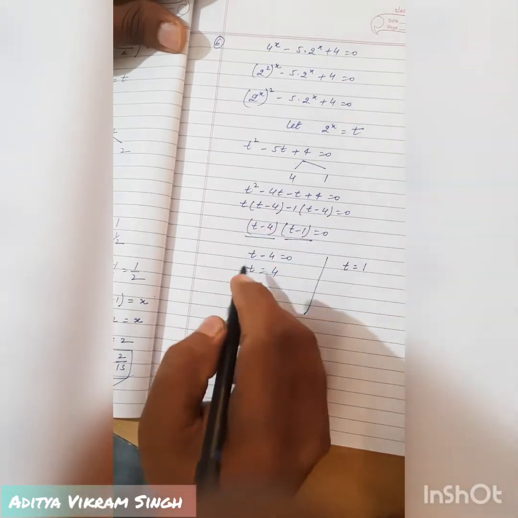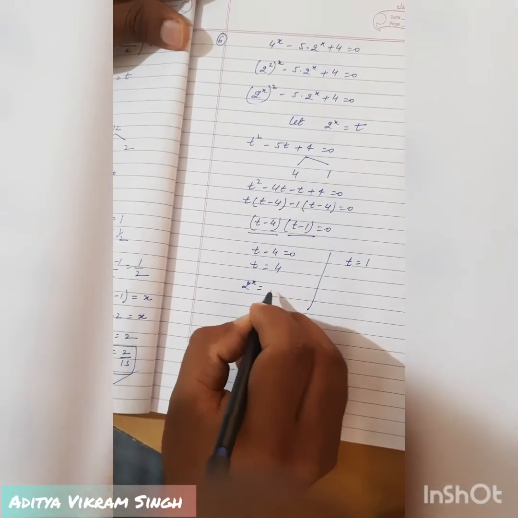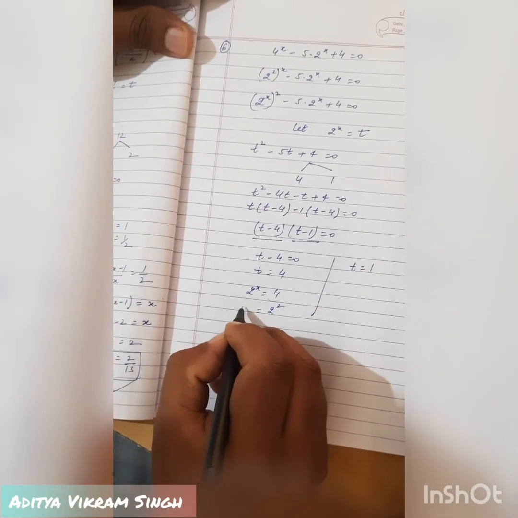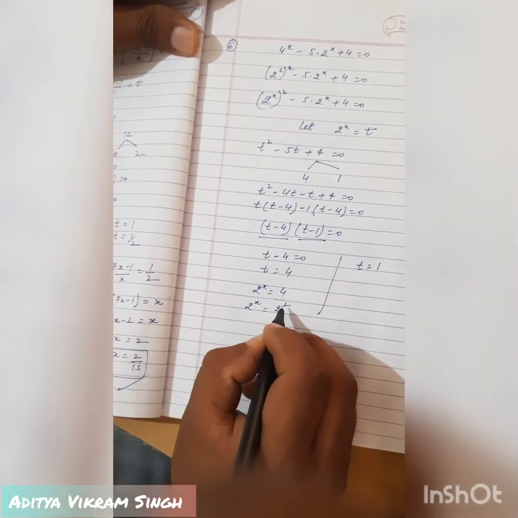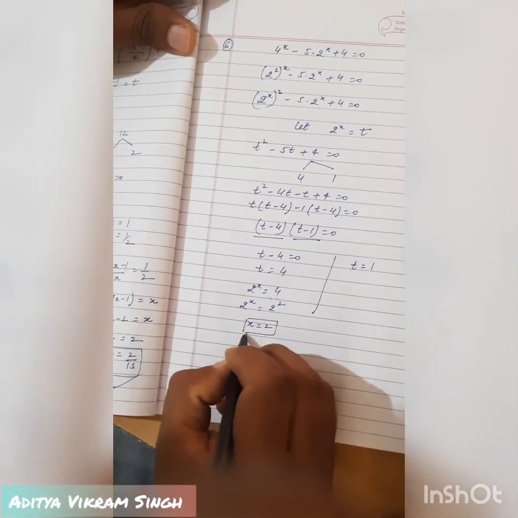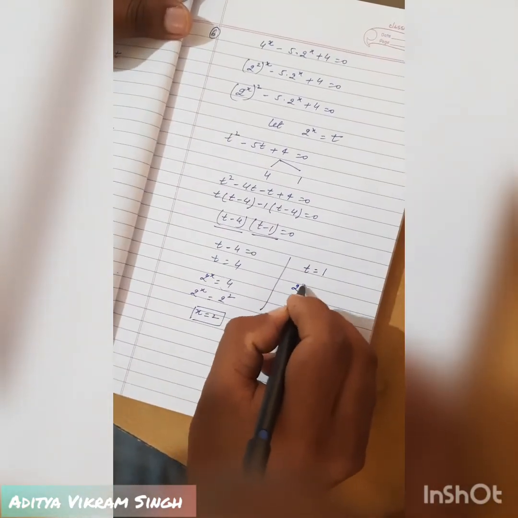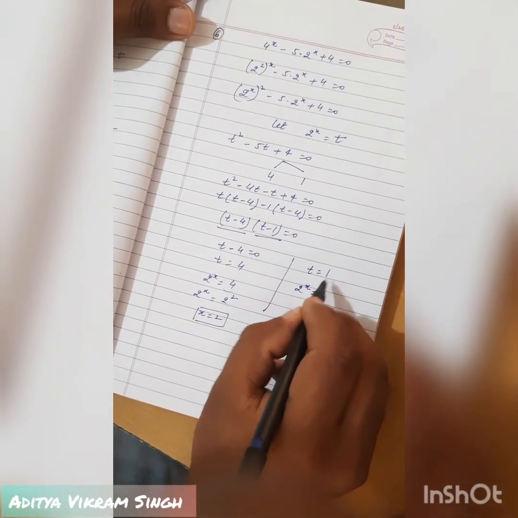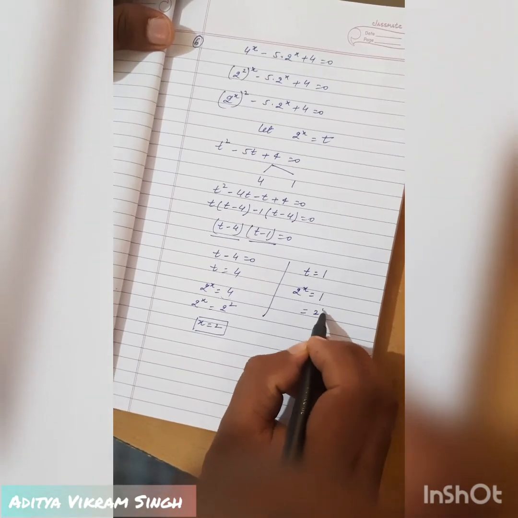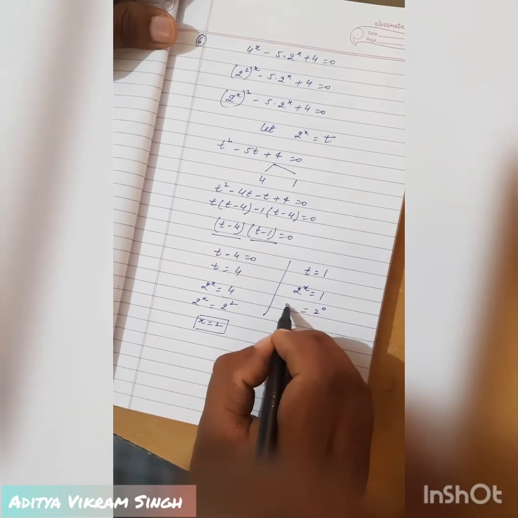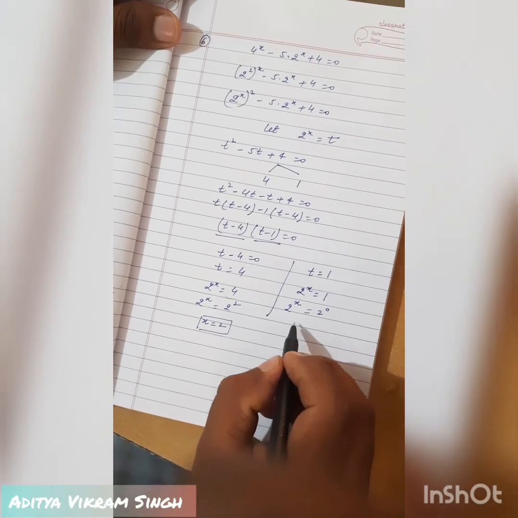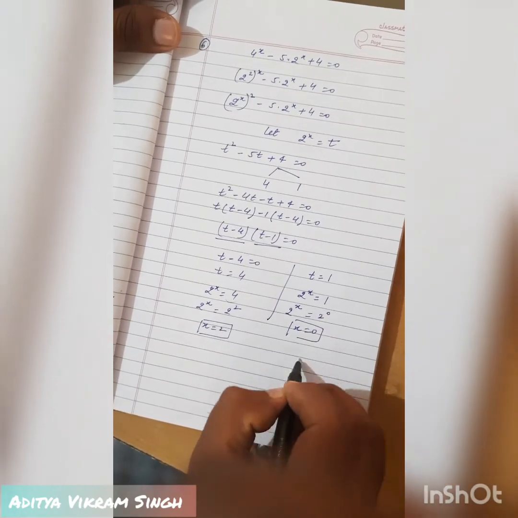So we know that t is what? t is 2 to the power x, which is equal to 4. So we can write 4 as a power of 2, which is equal to 2 square. So 2 to the power x is equal to 2 square. So after comparing the powers, we get the value x is equal to 2. From here we know that 2 to the power x is equal to 1 because t is equal to 1 and t is 2 to the power x. So here 2 to the power 0 is equal to 1. So 2 to the power x is equal to 2 to the power 0. If we compare the powers, we get x is equal to 0. So this is our answer.